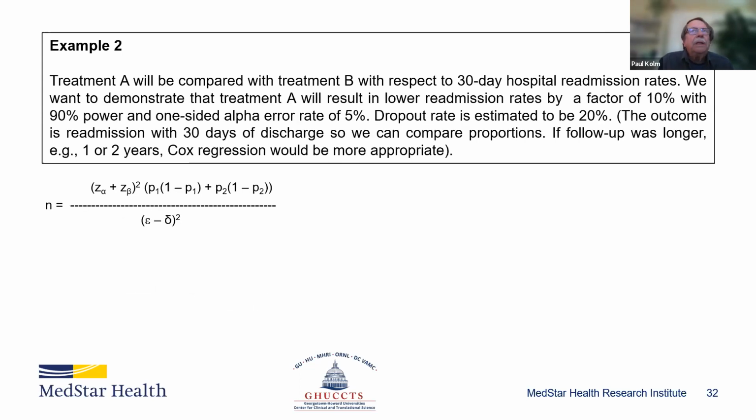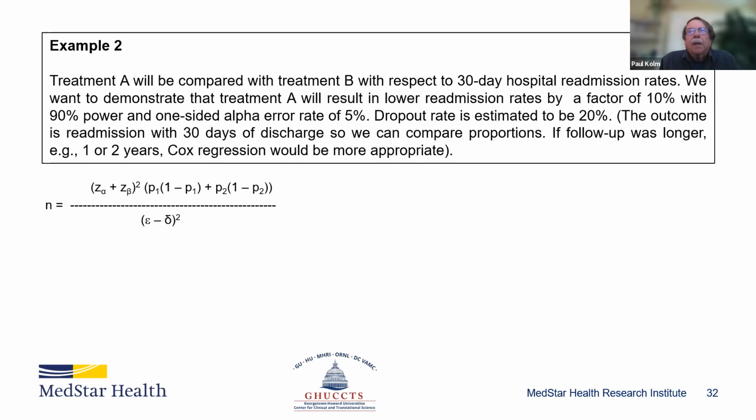Okay, in example 2, we're going to compare two treatments with respect to 30-day hospital readmission rates. And we want to demonstrate that treatment A will result in lower readmission rate by a factor of 10. This time we're going to calculate for 90% power. Since we've said that we think A is lower, we'll have a one-sided alpha error rate of 5%. And we're going to assume a dropout rate of 20%.